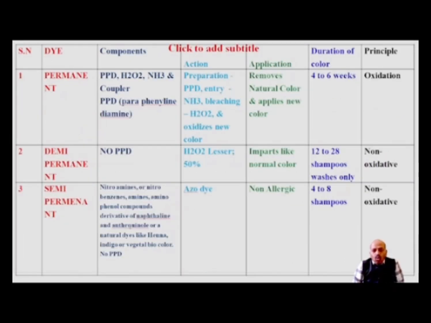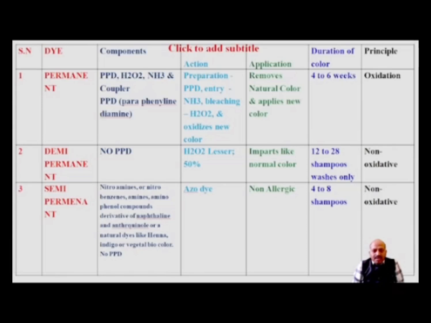So let us see the overall picture of these dyes. That is, the type of dye and the components present, in a simple understanding by means of a table, along with the action of these dyes, application, duration of color and principle. The first point here is permanent dyes. We have discussed this in the previous slides. The components present are PPD, paraphenylenediamine, hydrogen peroxide, ammonia, and coupler. Action is, in this case, in the permanent dye, the action will be preparation.